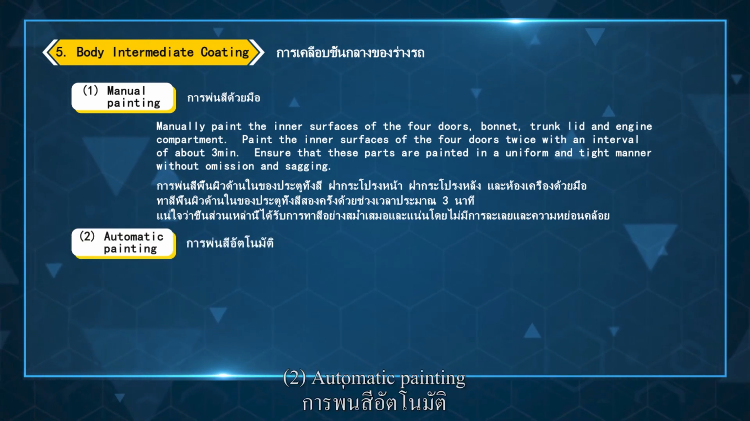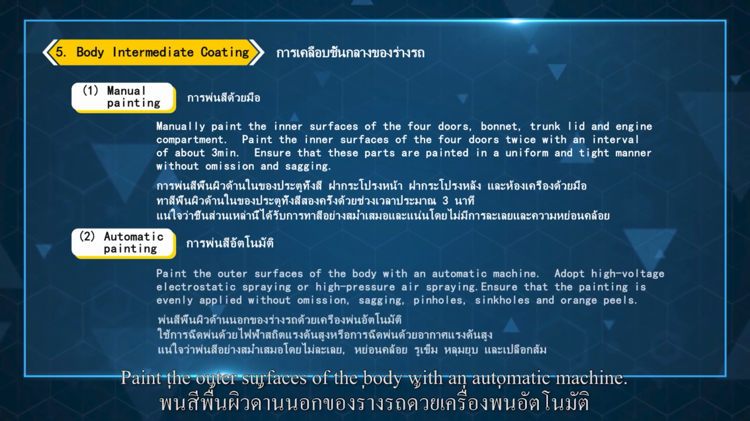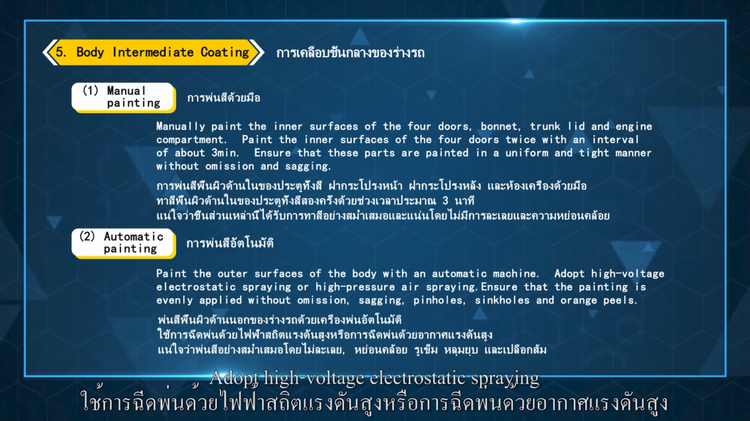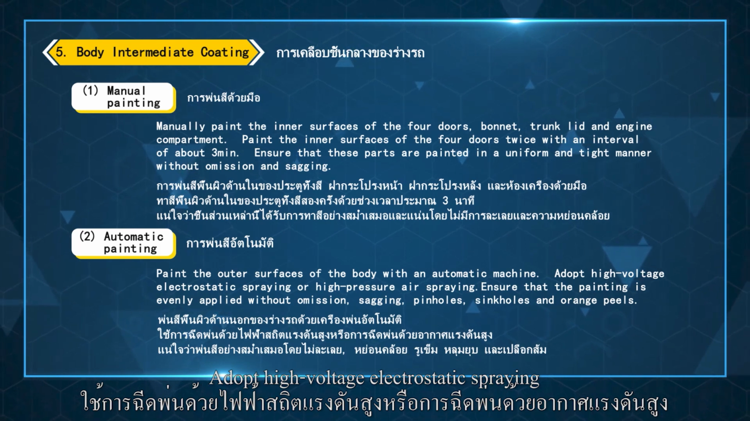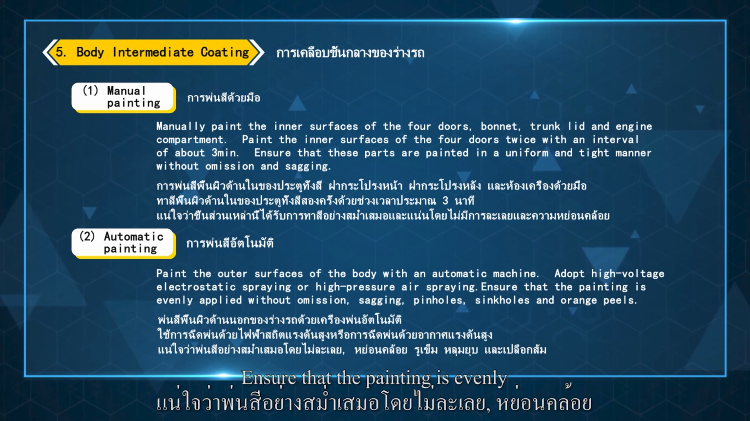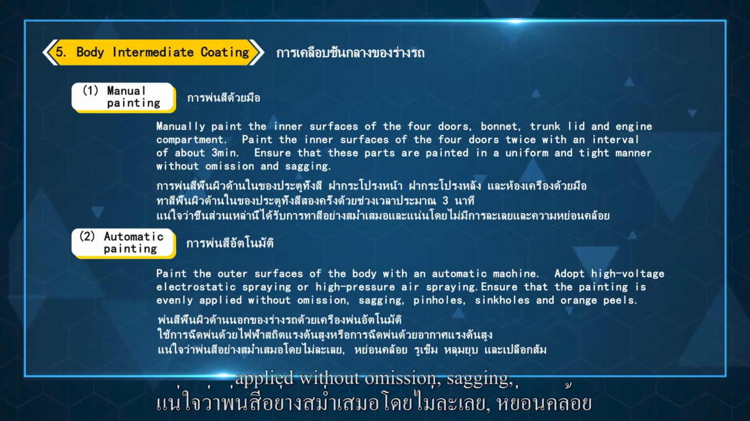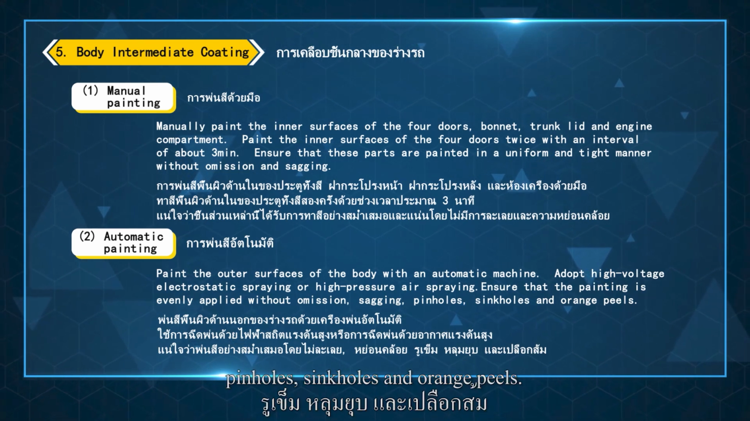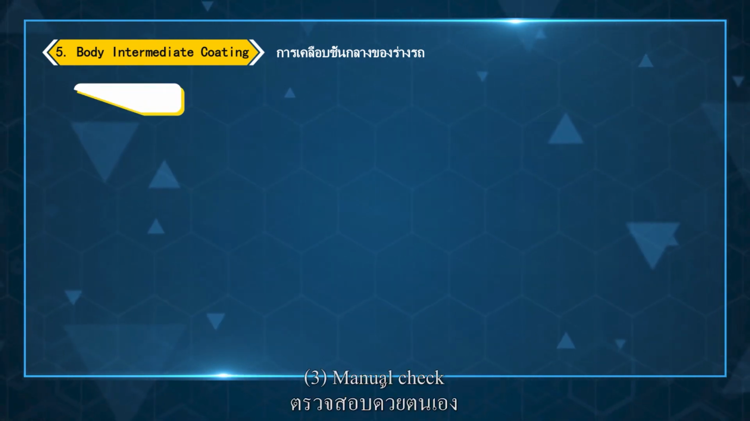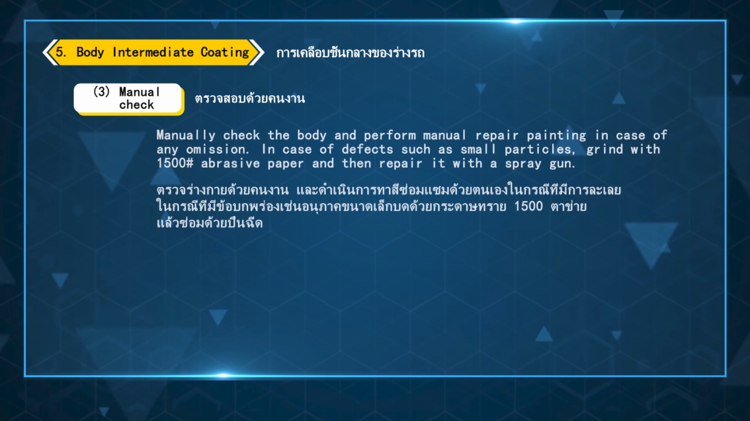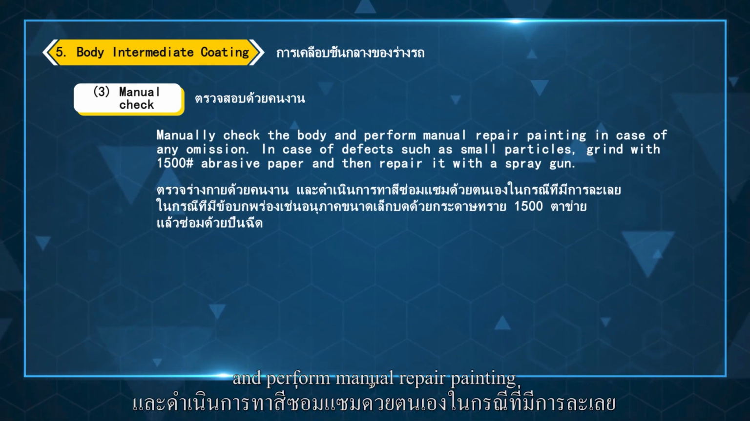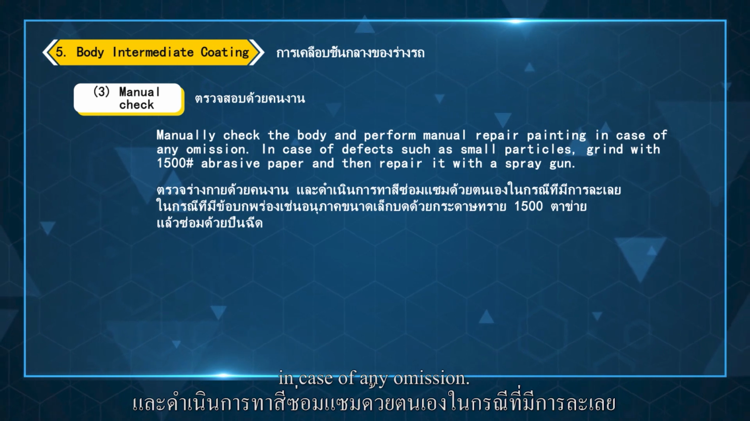2. Automatic painting. Paint the outer surfaces of the body with an automatic machine. Adopt high-voltage electrostatic spraying or high-pressure air spraying. Ensure that the painting is evenly applied without emission, sagging, pinholes, sinkholes, and orange peels. 3. Manual check. Manually check the body and perform manual repair painting in case of any emission.